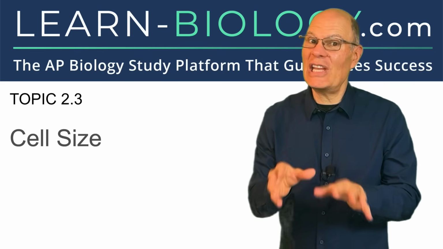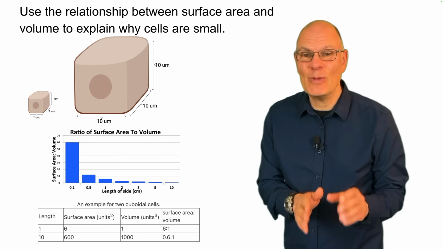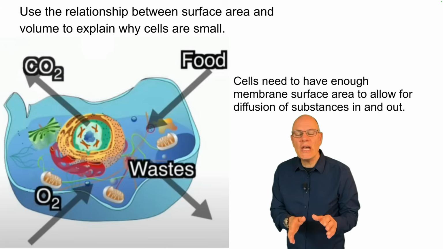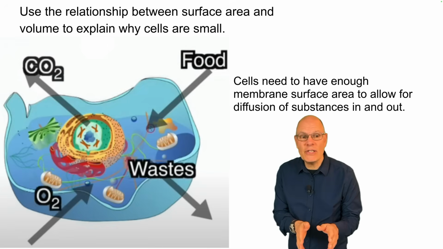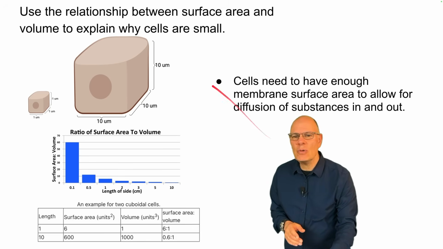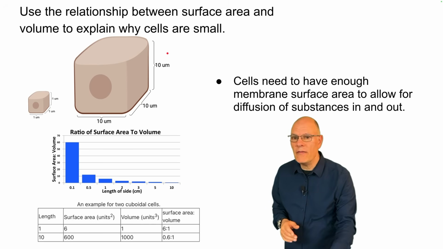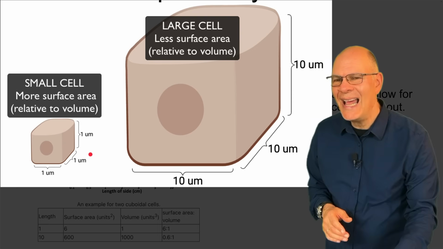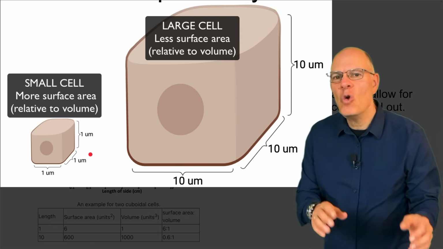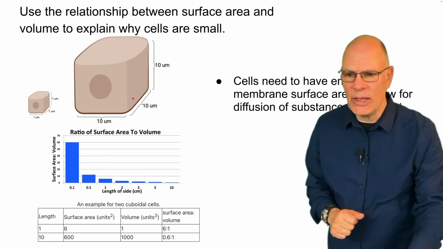Cell size, an essential topic. Use the relationship between surface area and volume to explain why cells are small. Cells need to have enough membrane surface area to allow for diffusion of substances and molecules in and out. Everything that gets into a cell gets there through the membrane. And it might be counterintuitive, but a small cell has much more surface area relative to its volume than a large cell does. Let's look at the math.